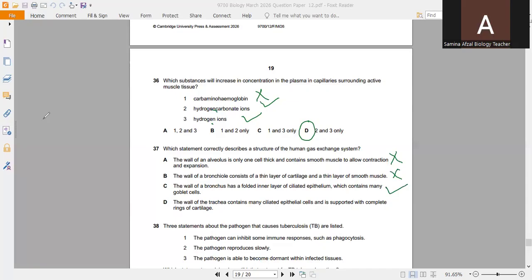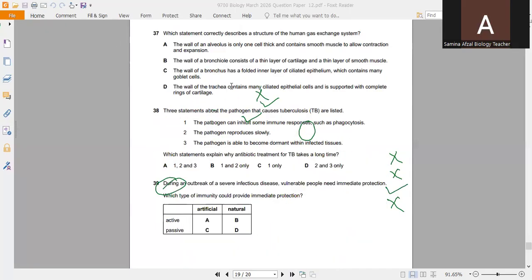Now D is, the wall of the trachea contains many ciliated epithelial cells and is supported with complete rings of cartilage. D is incorrect. The trachea is supported by incomplete C-shaped rings of cartilage, not complete circular rings, to allow the esophagus behind it to expand during swallowing. So this is not correct. C is the correct option in question number 37.